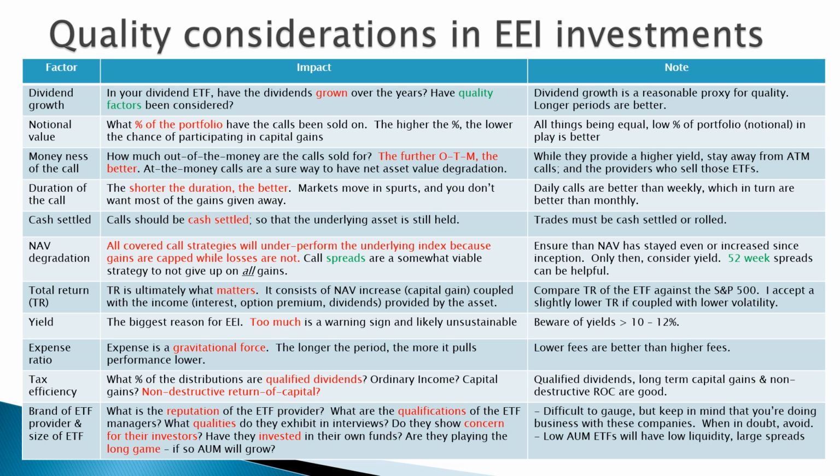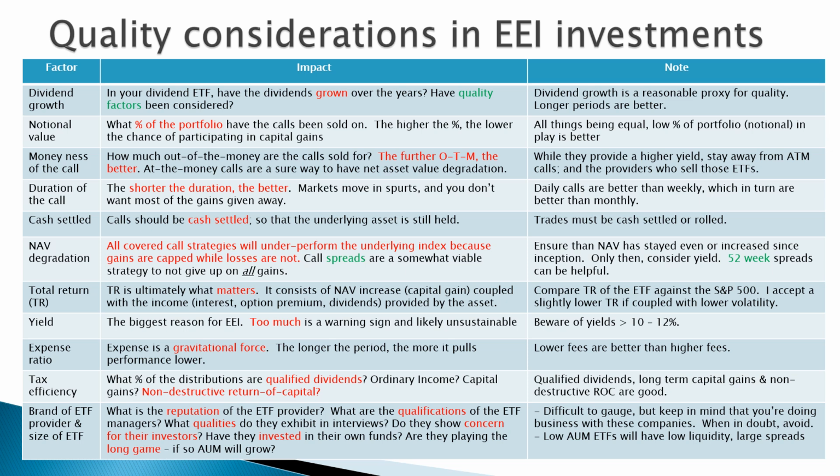The yield is obviously an important consideration, and it's quite frankly the focus of enhanced equity income investing. Too much is a warning sign and likely unsustainable. So once you start getting above 10 to 12%, I get very nervous, skeptical, suspicious, those kind of things. And I watch it. I do own ETFs that are yielding higher than that, but I own them because there's no net asset value degradation.